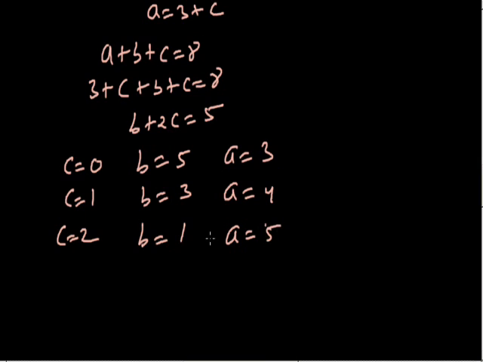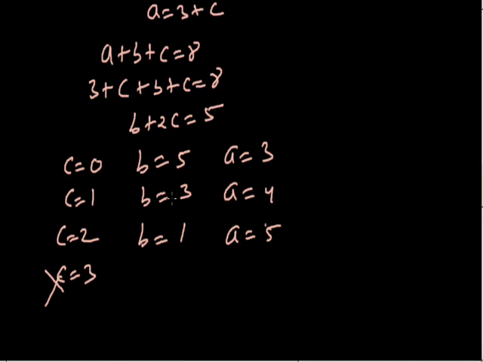Now we cannot put the value C equals 3. We cannot do this because as we put C equals 3, the value of B becomes negative, because 2 into 3 is 6. As we shift 6 to the right hand side, 5 minus 6 comes to be negative, so the value of B would be negative. So we cannot put C equals 3. So these are the possible cases.